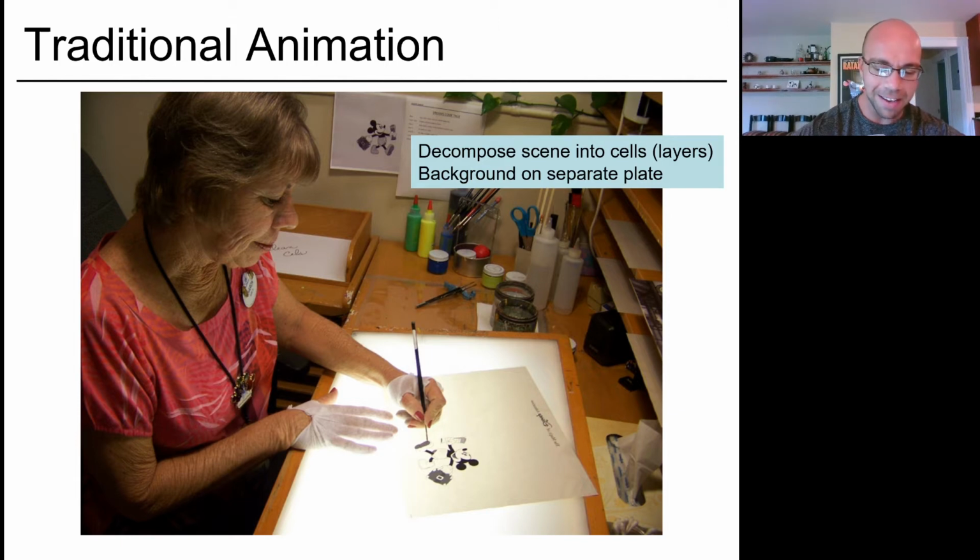So here we see an image of a person drawing Mickey Mouse. And they're following a pretty typical method for doing so, which is to decompose a given scene, in this case for 2D animation, into different layers or cels that get composited together on a background plate.